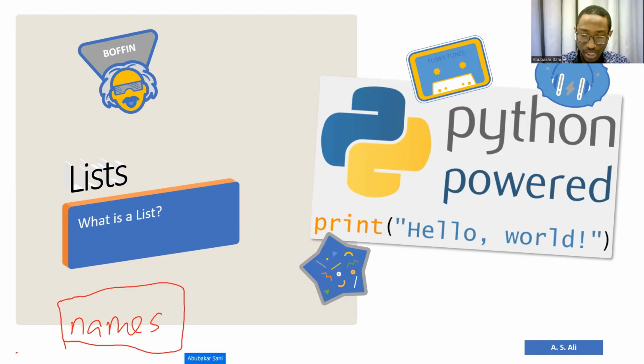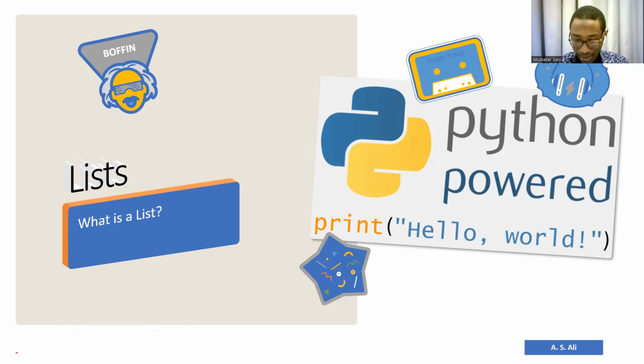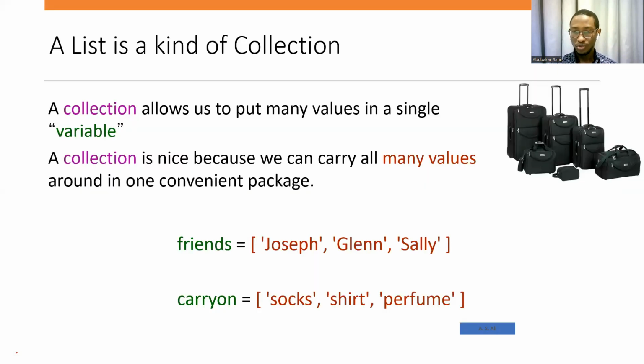So how do we do this in Python? And this is something we will look at. And this is a list. This is called a Python list. All right. So how do you do that? So a list is a collection. You have things that look the same. You want to collect them in the same place. For example, we have a variable here called friends. This is the name of the variable. And as you can see, we have 3 friends, Joseph, Glenn, and Sally.